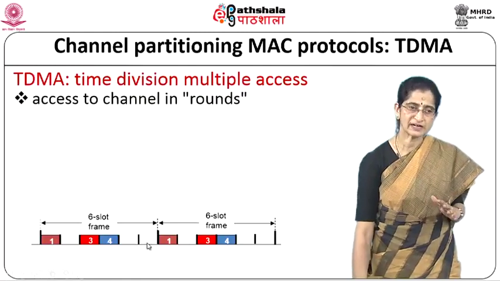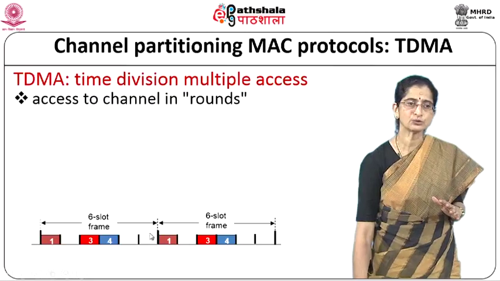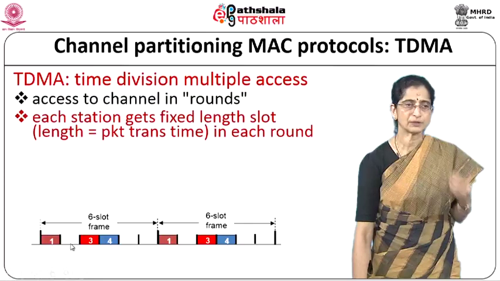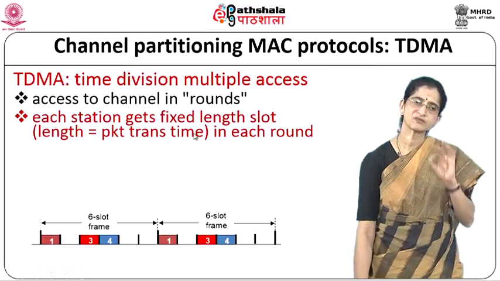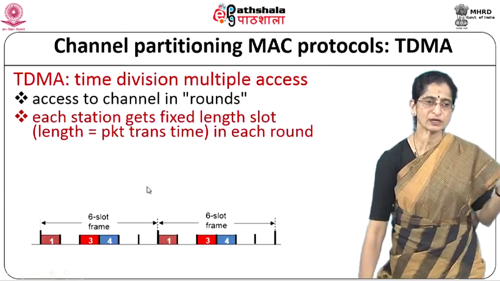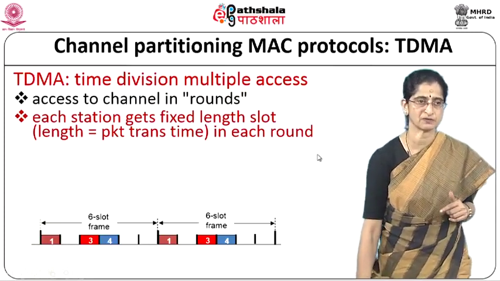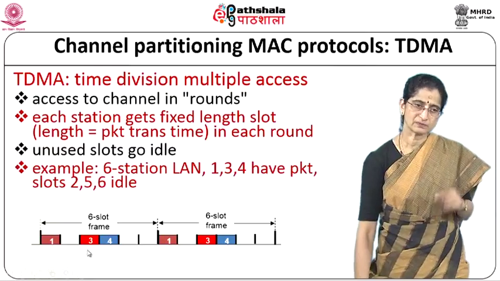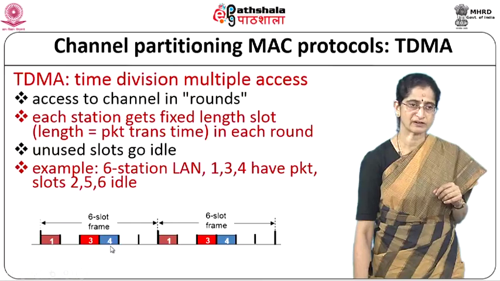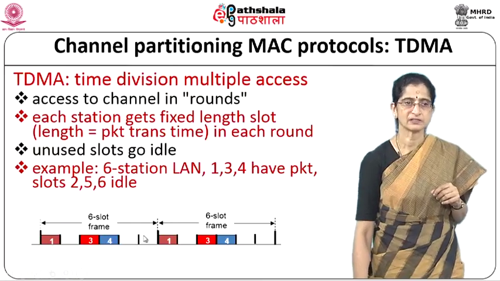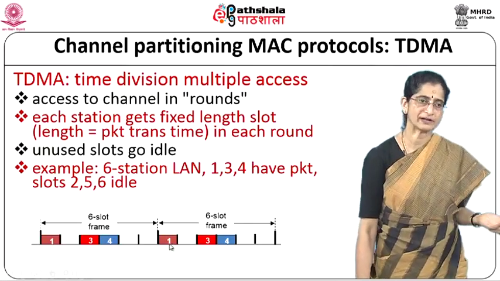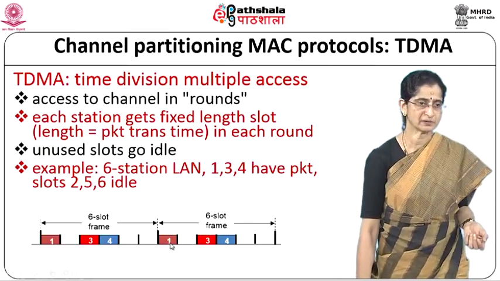You divide the entire time duration into multiple slots, and each slot is allocated to a particular station. So each station gets a fixed length slot, and length is normally specified in terms of packet transmission time, in each round. So you may have multiple such rounds. In this example, let's say stations 1, 3 and 4 are transmitting, and 2, 5 and 6 are idle. So the unused slots, if 2, 5 and 6 are not transmitting, will go idle. That's one of the disadvantages of TDMA.